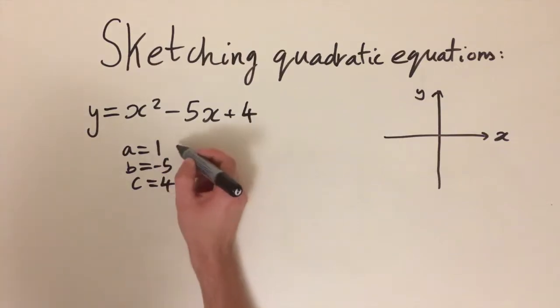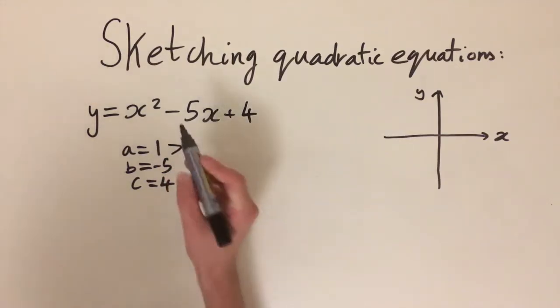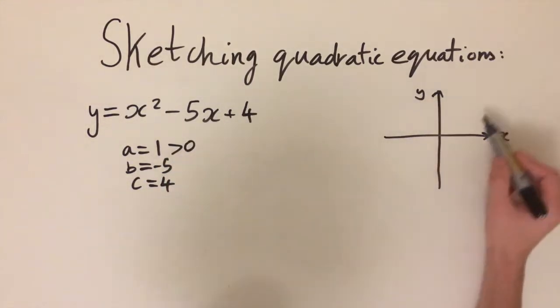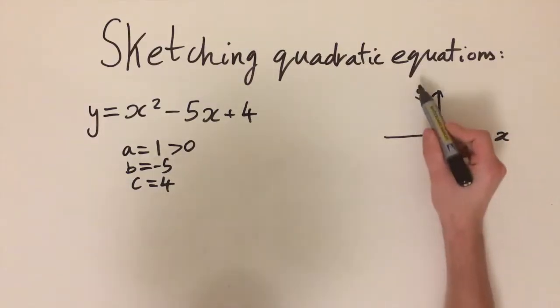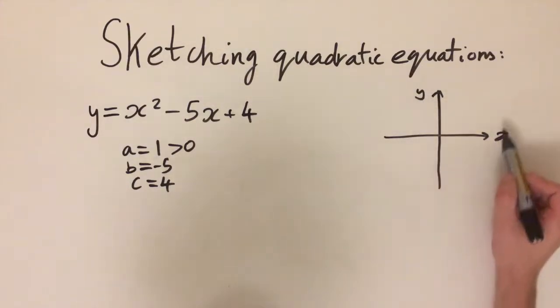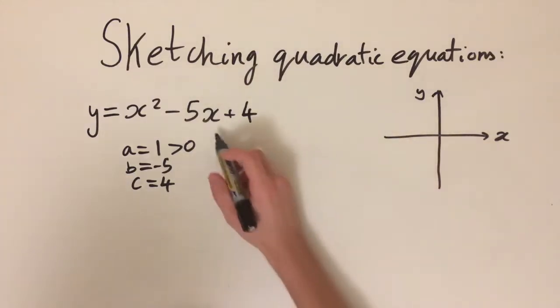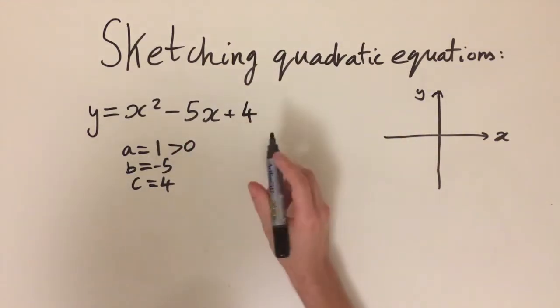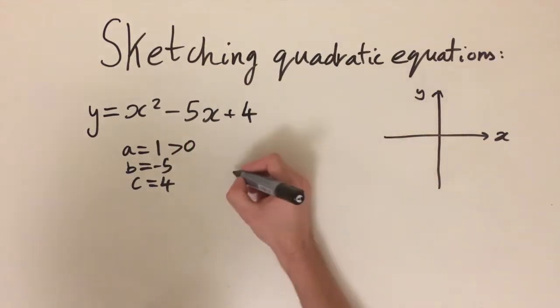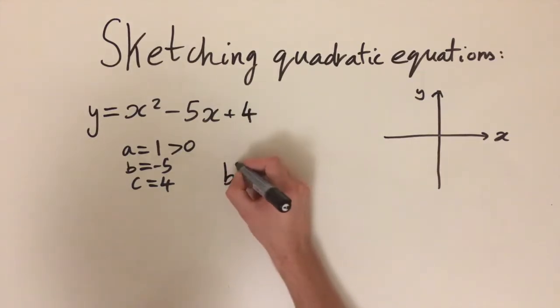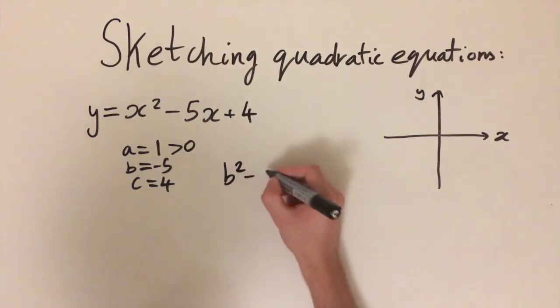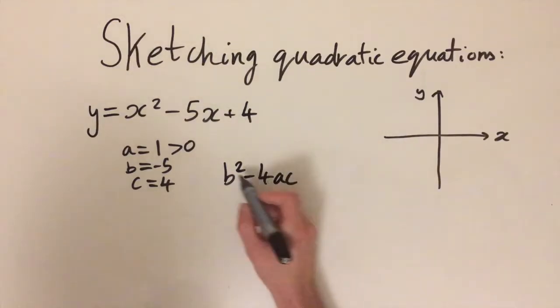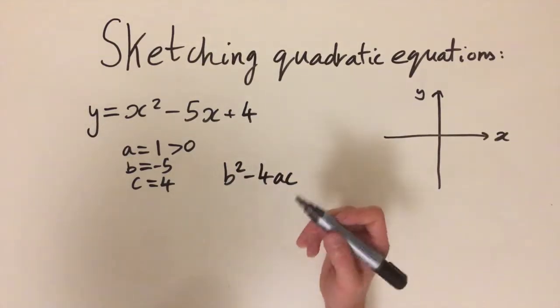Now, because a is positive, this means that the shape of the graph is going to go up like this. The ends are going to point to positive infinity. So these are the techniques that we looked at in the last video. And then secondly, another powerful technique to work out the shape of the graph, we're going to look at the discriminant. And this is b squared minus 4ac. This tells us how many solutions we're going to get.